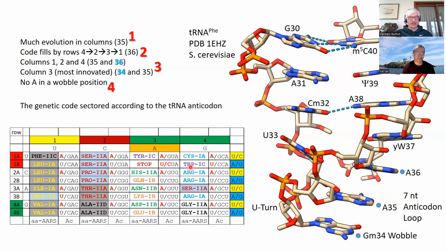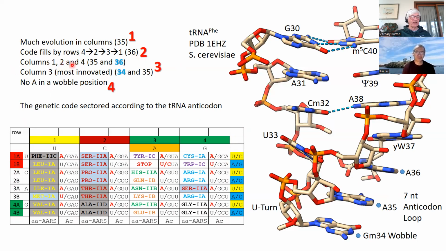Here you have arginine and cysteine, which are both 1A enzymes. I know they've been classified other ways by other people, but this is a better classification, as I'll explain. So lots of evolution in columns. That's the 35 base right there. Code appears to fill by rows. Row 4 is favored because that's 36C. And then row 2, and then row 3, and lastly row 1, after you suppress wobbling at the 36 position, you can fill row 1.